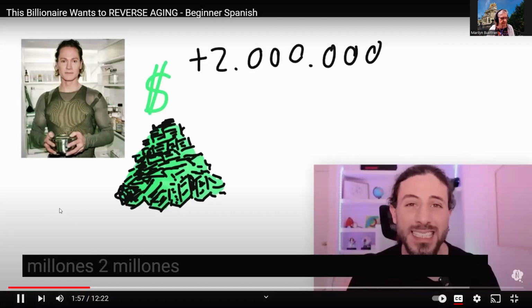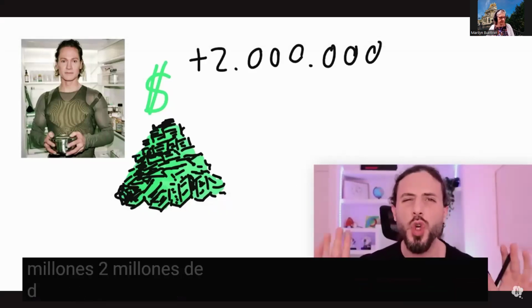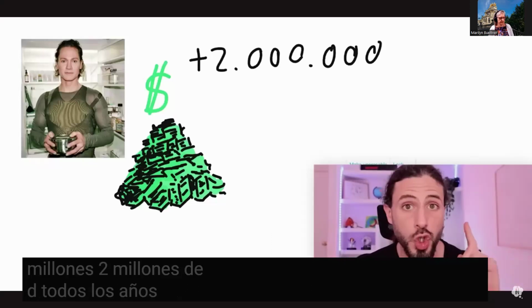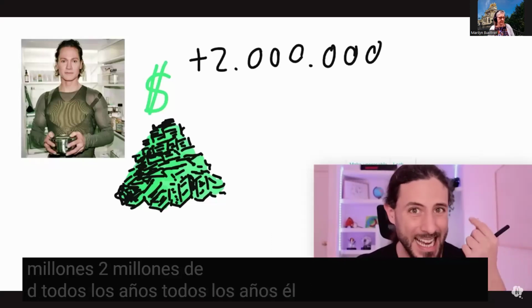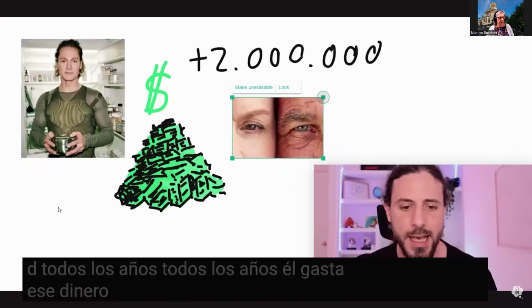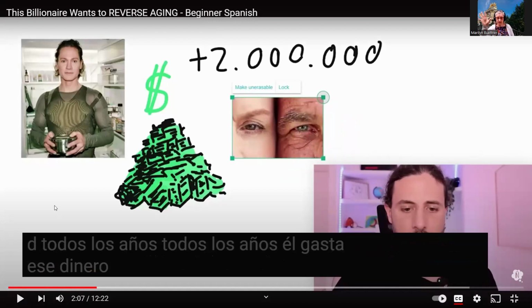Millones, 2 millones de dólares todos los años. Todos los años él gasta ese dinero. And here it's just the plain, he spends this money, he is doing it himself. Not the money is spent, but he spends his money.